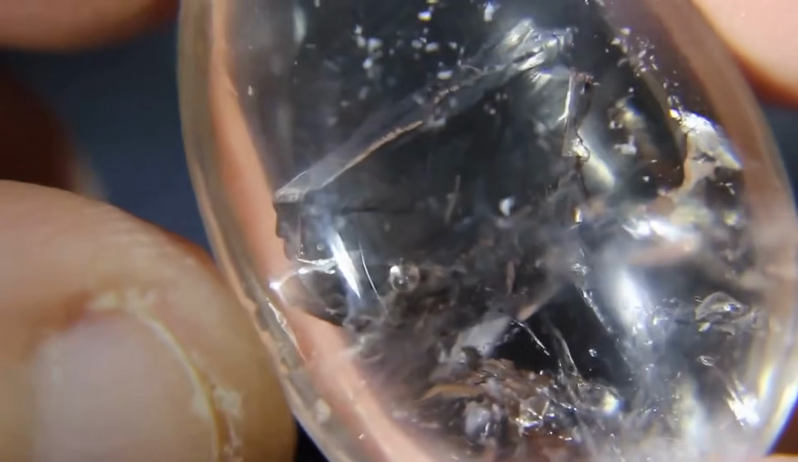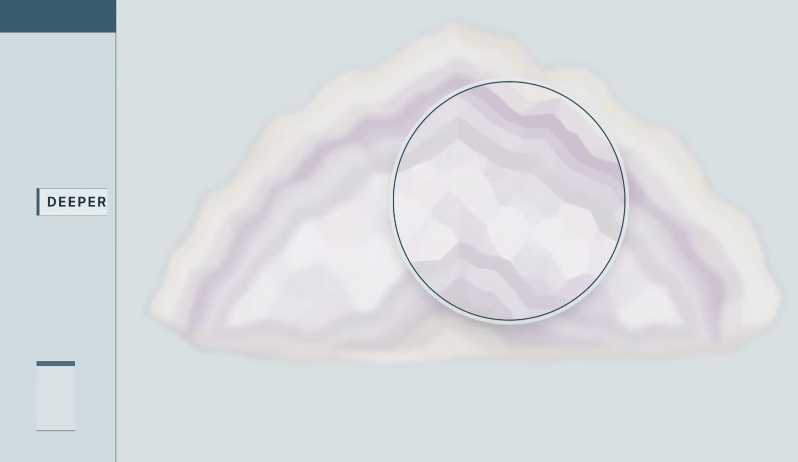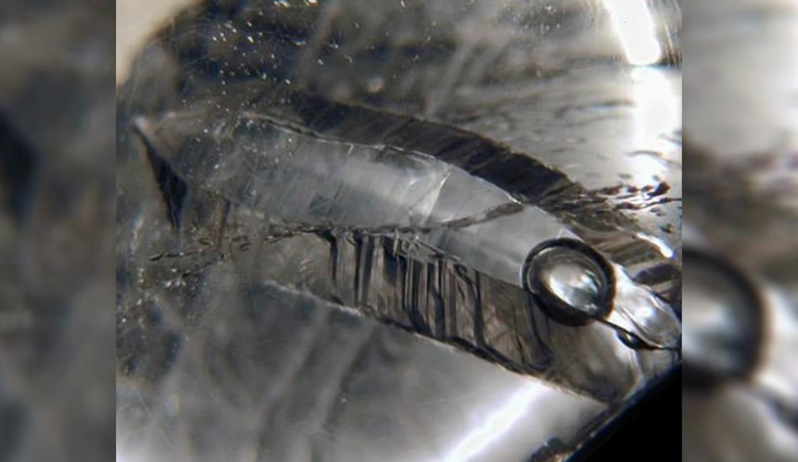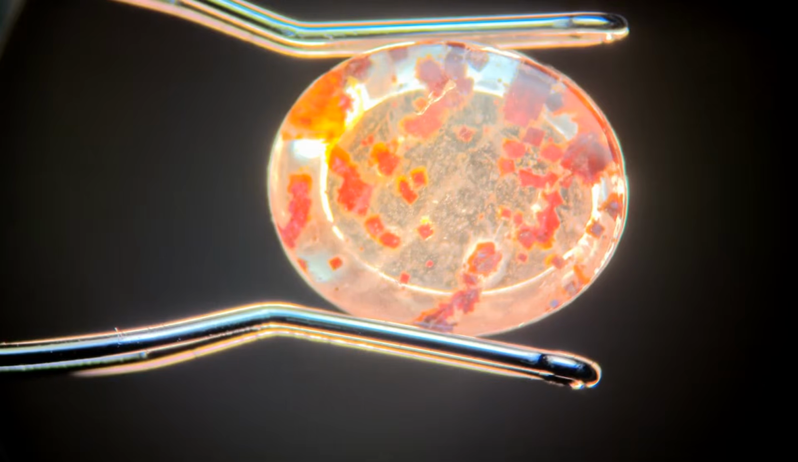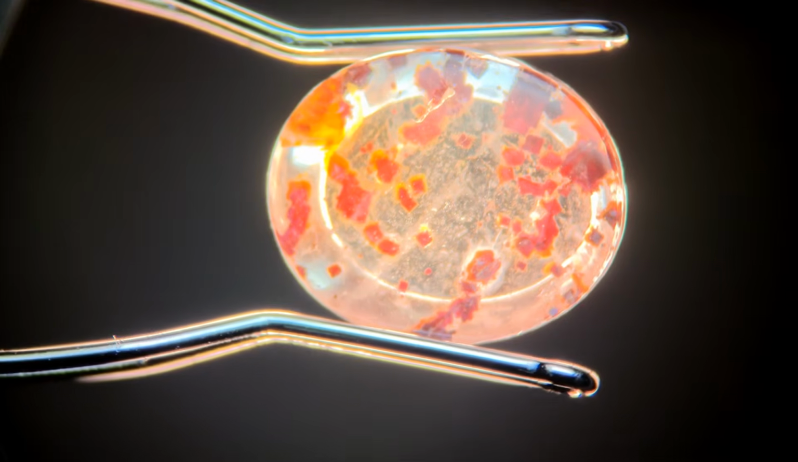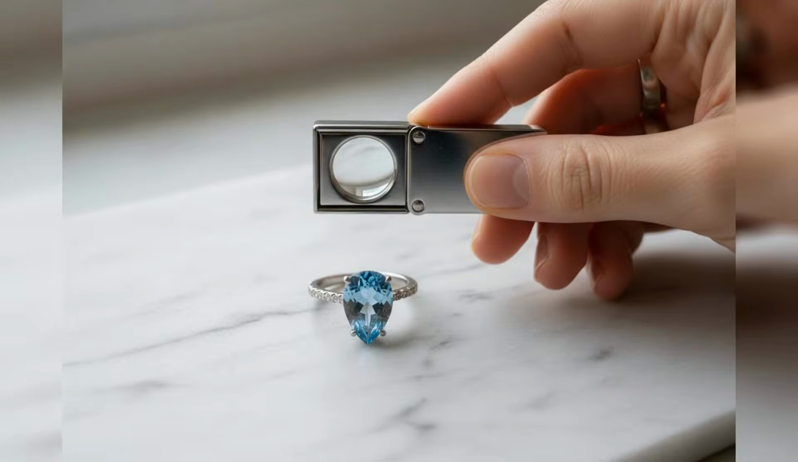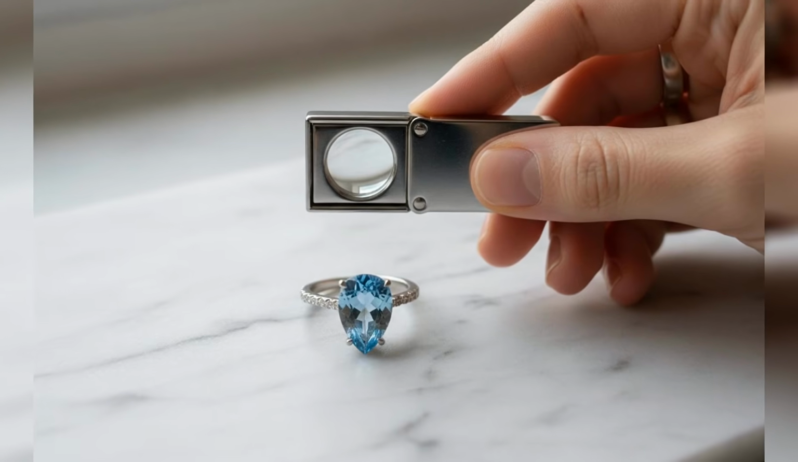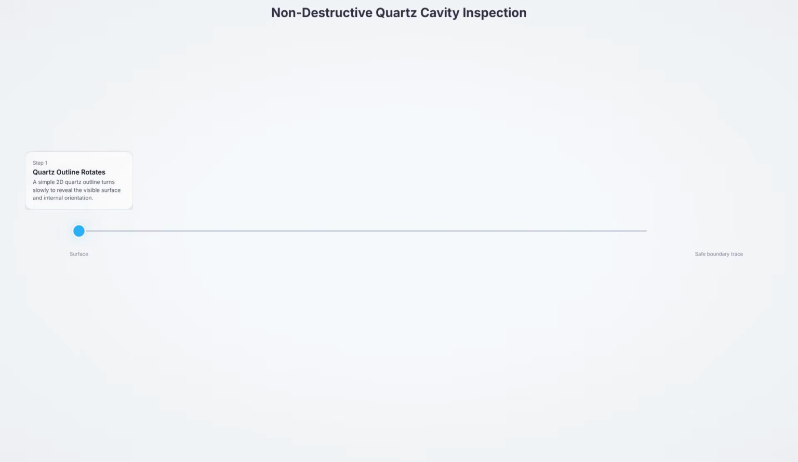Hold a loop over the suspected cavity. Focus first on the crystal surface, then slowly focus deeper into the stone. An internal feature should remain below the polished or natural face as the focal plane changes. Shift your eye slightly from side to side as well. Material sitting on the surface will move against the background differently from a feature buried inside the quartz. That apparent shift is parallax, and it helps expose the easiest false positives without damaging the specimen.